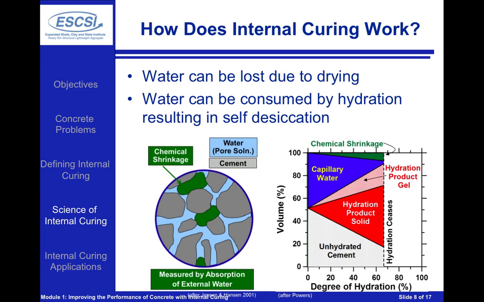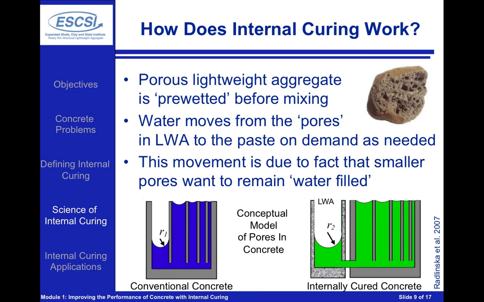So what we're really doing with our internal curing is supplying enough water to replace the volume of vapor-filled space that's generated during the hydration process, and we're going to fill that vapor-filled space in with water. That's the whole concept of internal curing. So how are we going to do this? Well, the first thing we're going to do is replace a portion of the fine aggregate with a porous lightweight aggregate that's pre-wetted before mixing.